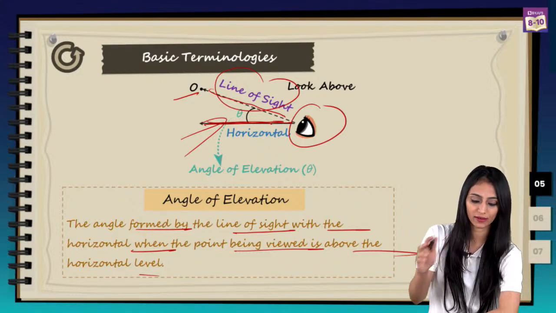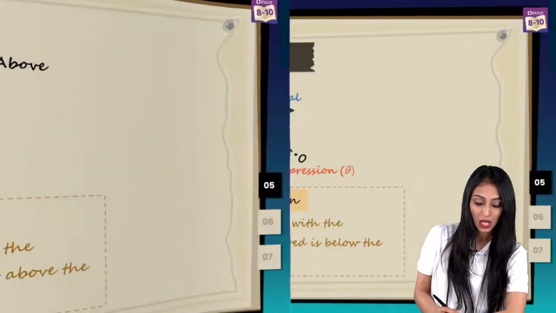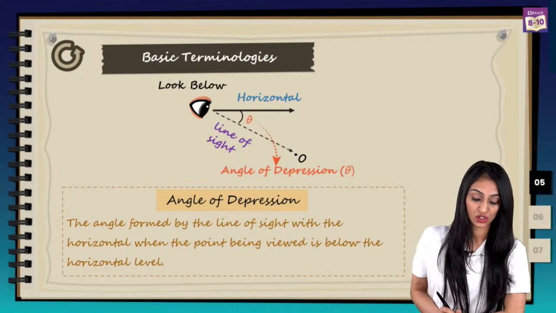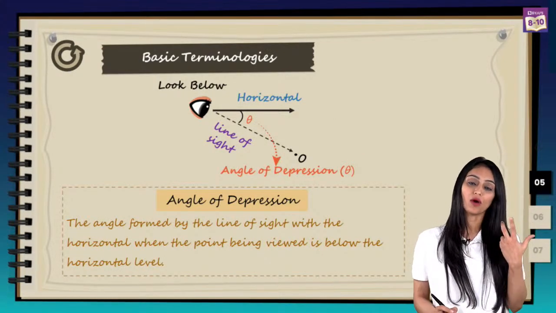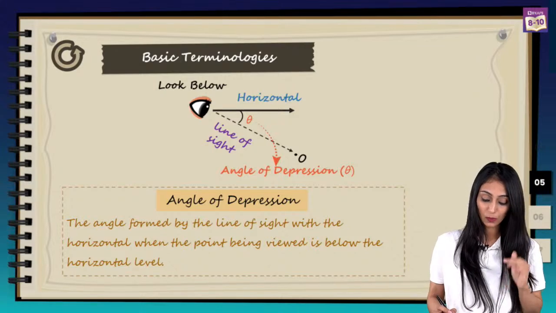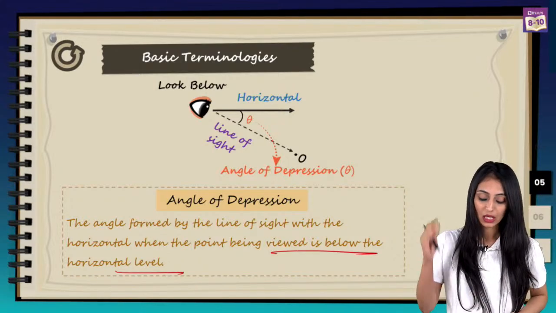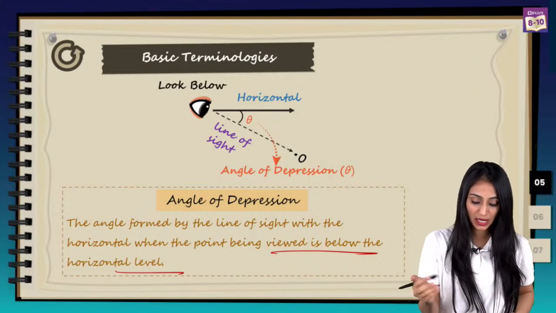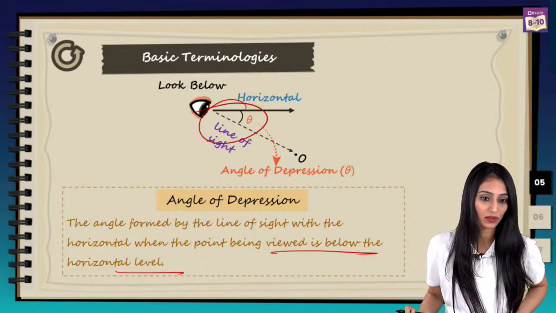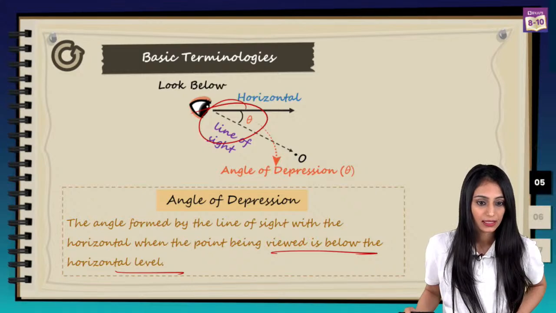Yes, we're just doing a quick recap of what we have learned earlier. And coming to angle of depression, right? Angle of depression is the angle formed between the line of sight and the horizontal when the point being viewed is below the horizontal level. So when we are looking down to view an object, then angle of depression is formed, right? All right.